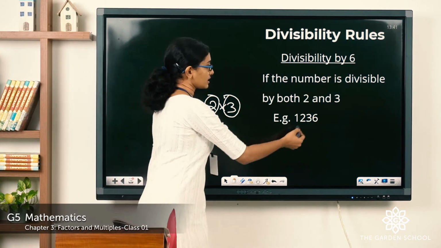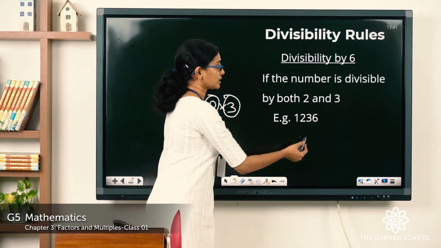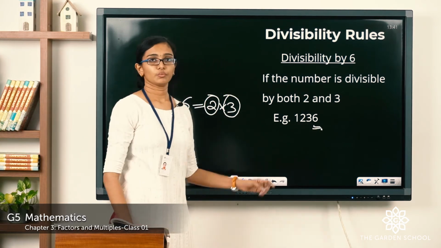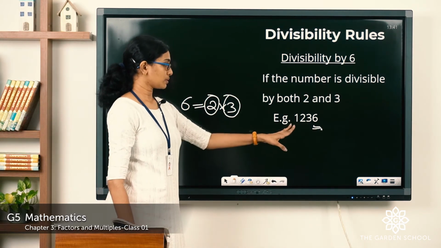Now, in this example, 1, 2, 3, 6. Is it divisible by 2? Yes, it ends in 6, which is an even number. So, it's divisible by 2.